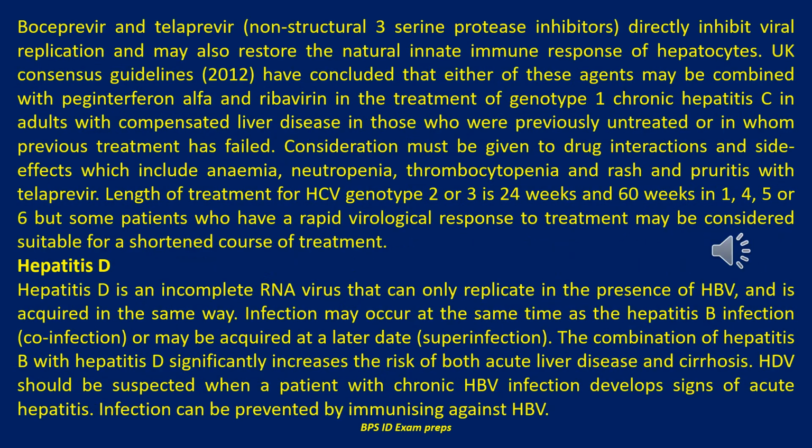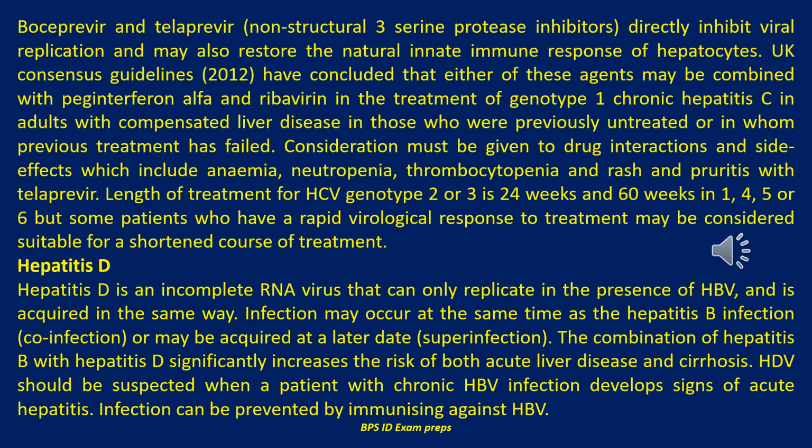Boceprevir and Telaprevir, non-structural 3-serine protease inhibitors, directly inhibit viral replication and may also restore the natural innate immune response of hepatocytes. UK Consensus Guidelines 2012 have concluded that either of these agents may be combined with peginterferon alpha and ribavirin in the treatment of genotype 1 chronic hepatitis C in adults with compensated liver disease in those who were previously untreated or in whom previous treatment has failed.